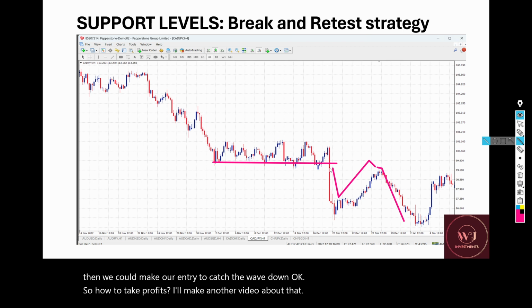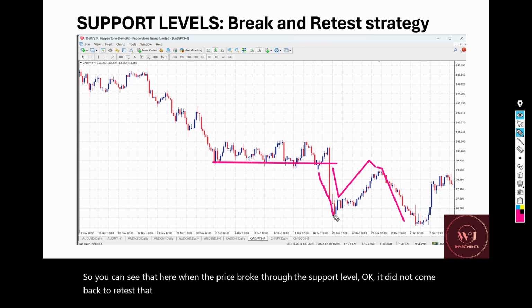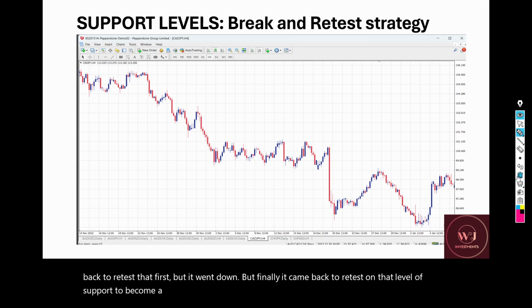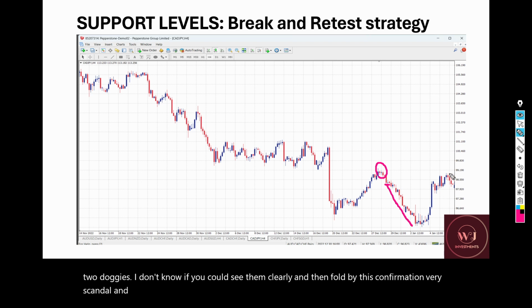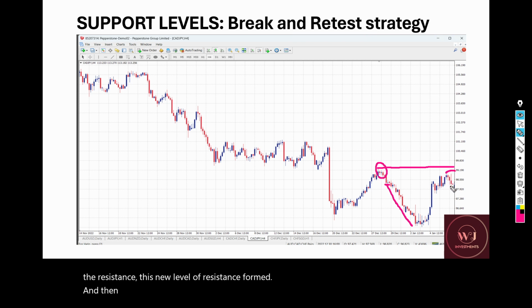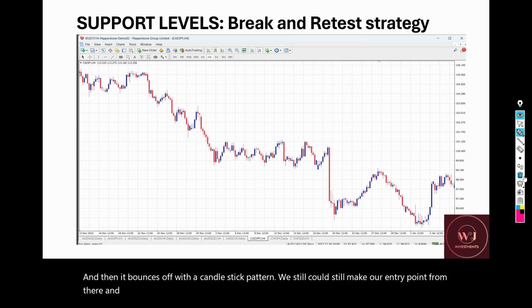So you can see that when the price broke through the support level, it did not come back to retest that fast, but it went down, but finally it came back to retest on that level of support to become a resistance, and then it formed a candlestick pattern. Here we have these two dojis. I don't know if you could see them clearly, and then followed by this confirmation bearish candle, and then the price goes down. So when the price comes back to this level here, this new level of resistance formed, and then it bounces off with a candlestick pattern. We could still make our entry point from there and then catch the wave down. So that is the break and retest strategy.